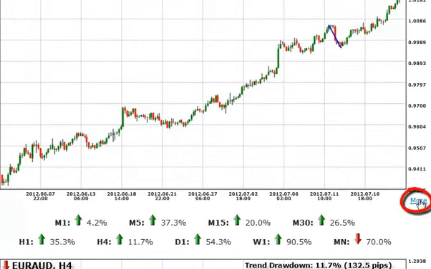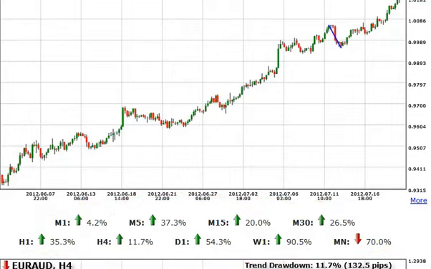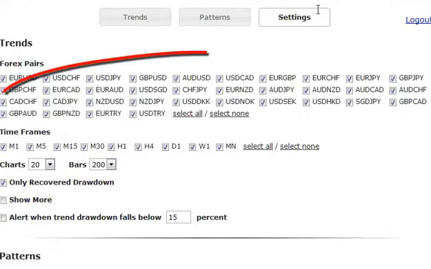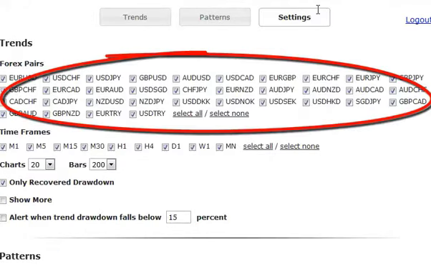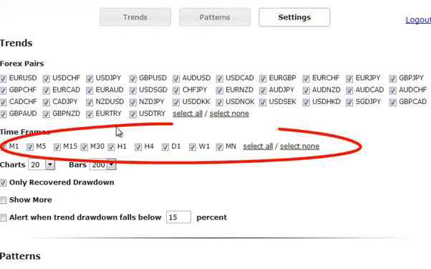If you click on More in this corner, you'll see a quick overview of the same pair on the other time frames. In this case, most of the arrows are showing upward movement, which is a good confirmation. So let's go back into Settings, and here you can select only particular currency pairs or deselect pairs you do not want to trade, or that are not in your trading platform. You can also deselect time frames, for example, the lowest time frames.